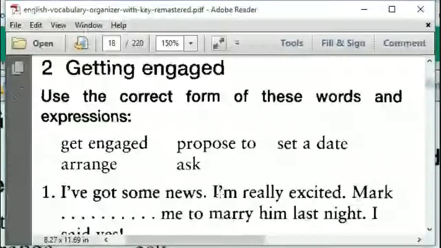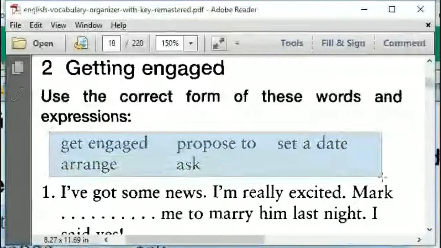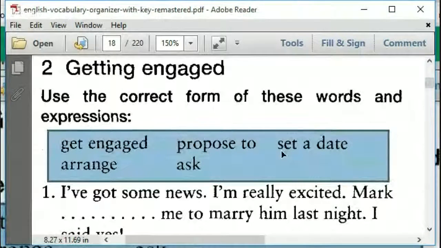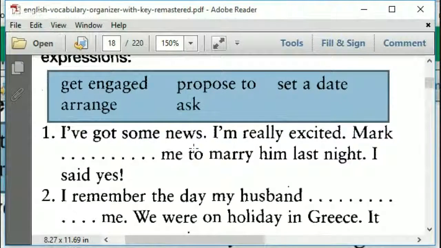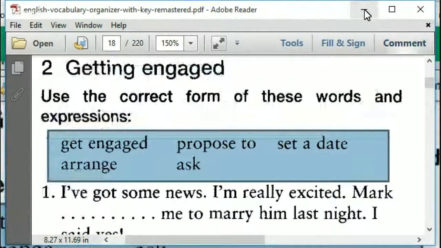Okay, just to give you an idea of what we'll be doing, some simple exercises. For example, we're going to start with talking about getting engaged. We're going to look at some common words and expressions which we use when we're talking about engagement. Simple fill in the blank exercises as such. Piece of cake, really. Don't be nervous.